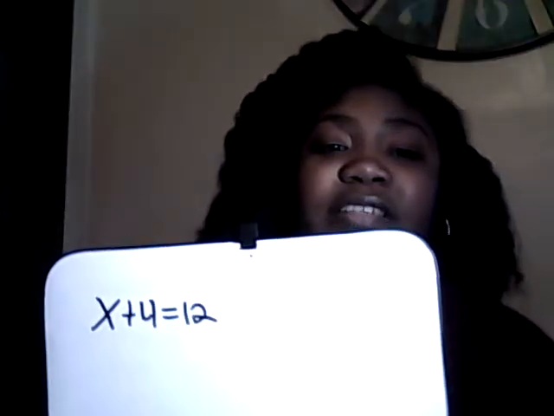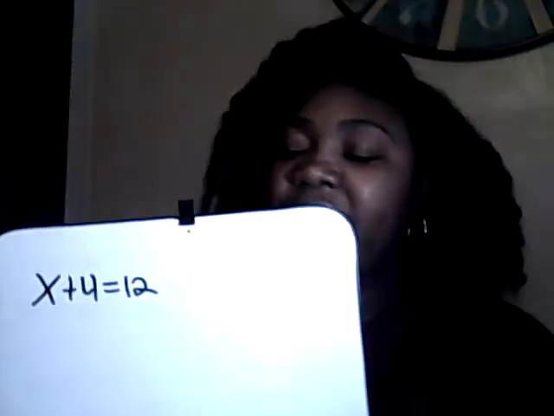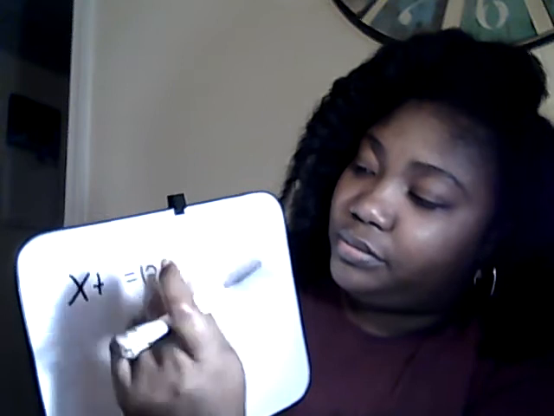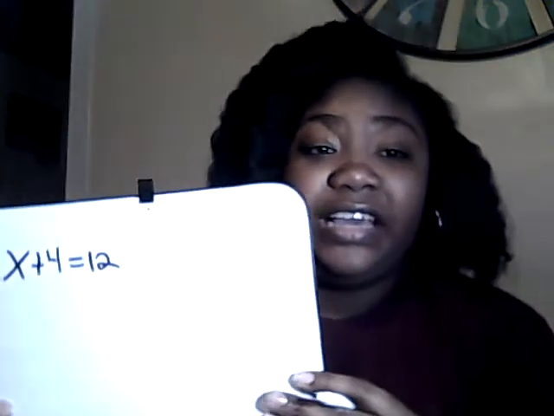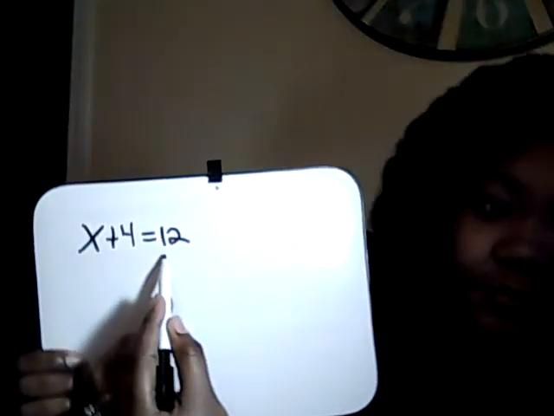Okay, so our first example is. This is an example of a one step equation. So x plus 4, hope you guys see that it is a 4. Let me write that better. X plus 4 equals 12. Okay, and now I got to figure out how to get this over to the other side.